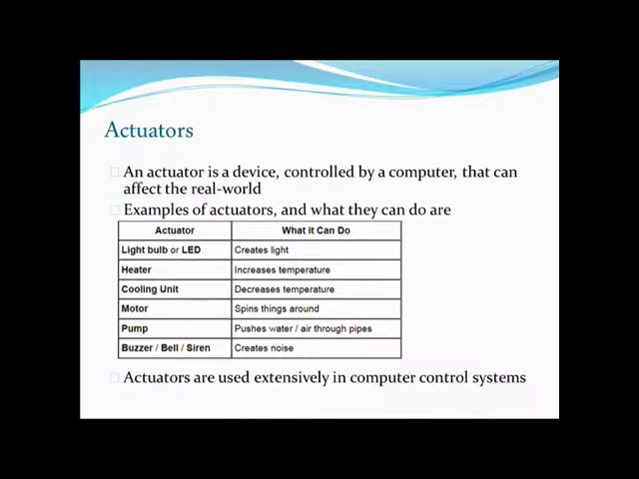Now we move on to actuators. Now, an actuator is a device controlled by a computer that can affect the real world. Examples of these actuators in the real world are light bulbs and LEDs which can create light, heaters that increase temperature, cooling units that can decrease the temperature, motors that spin things around, pumps that push water and air through pipes, and buzzers, bells, and sirens that create noise. Actuators are used extensively in computer control systems.